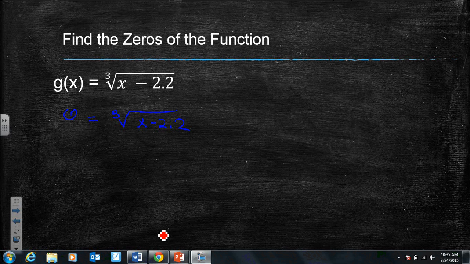So how do we get rid of a cube root? Cube it. 0 cubed is 0. And this cubed is going to be x minus 2.2. And so when we get the x by itself, x is 2.2. So (2.2, 0) is one of our zeros.